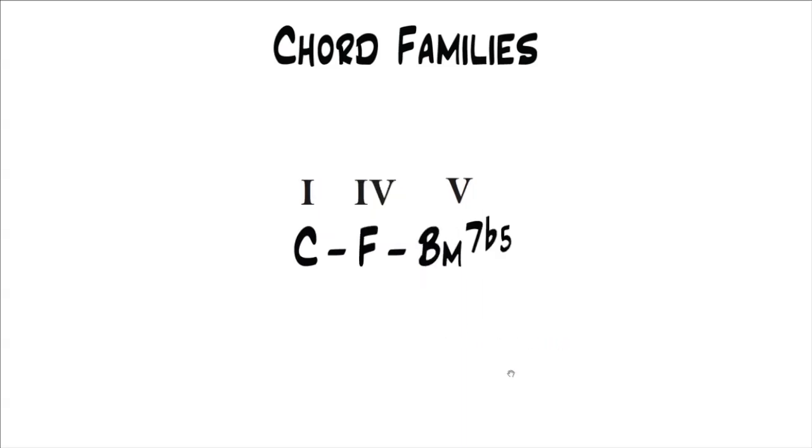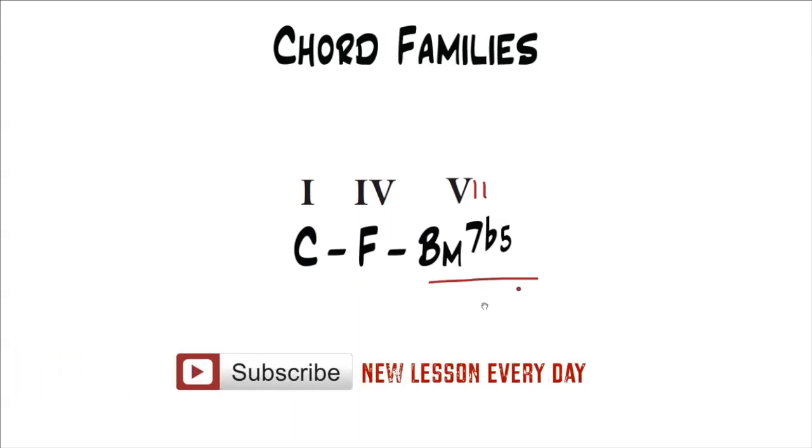Or we could change out the G7 with the B minor 7 flat 5, which this is supposed to say 7 now, because the 7 chord is in the same chord family as the 5 chord. They both belong to the dominant chord family. So a C major, F major, B minor 7 flat 5 functions in the same way as it did when this was a G7. And you can try that out. Take common chord progressions and try to replace them with chords from the same family and hear how it still functions the same way.